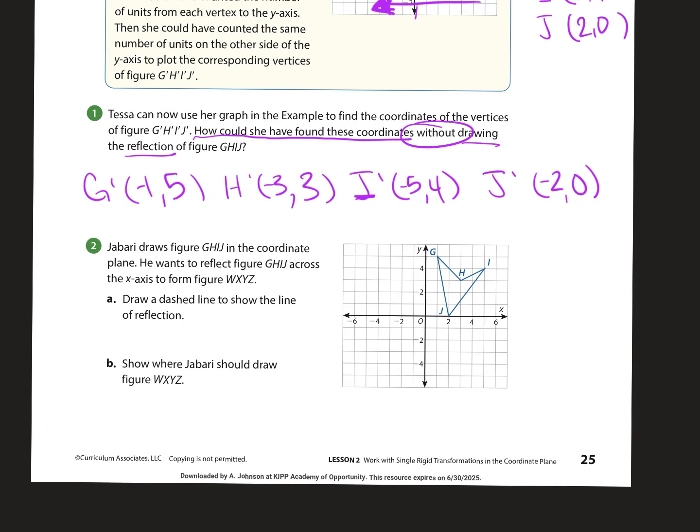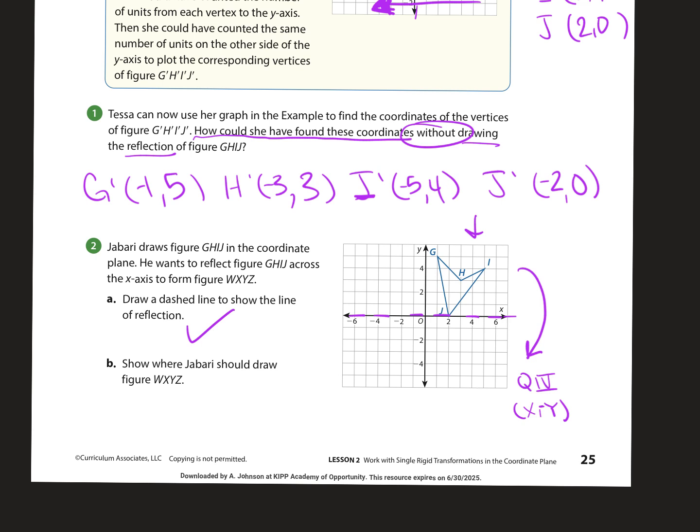Number 2, Jabari draws this figure, the pre-image. He wants to reflect it across the x-axis. I'm going to stop right there and draw in my line of reflection. So since it's here, I am reflecting from up to down. It will end up in quadrant 4, which means x's are positive, y's are negative. Okay, draw the dashed line. Already did it.